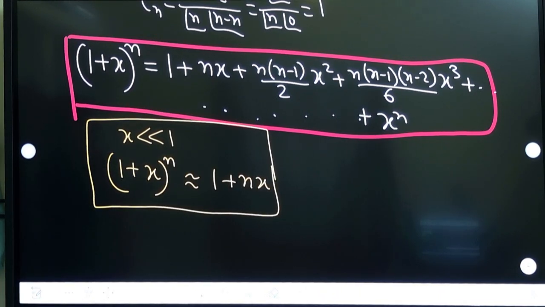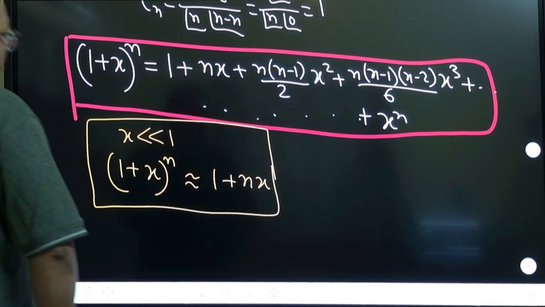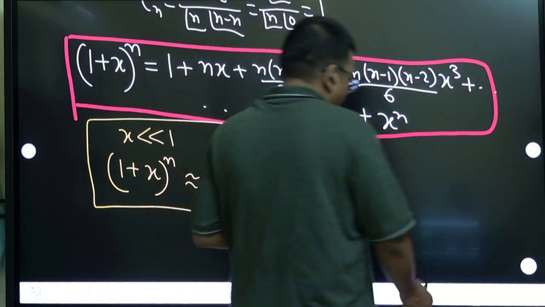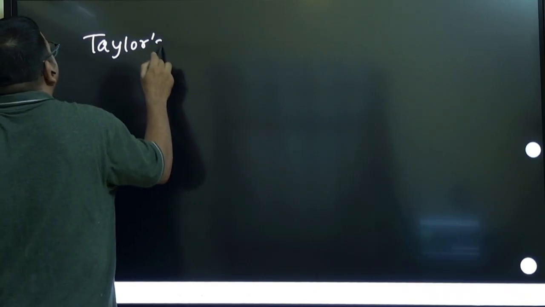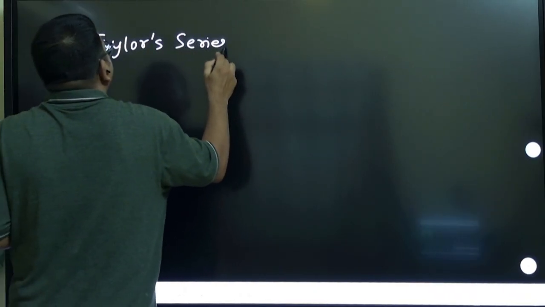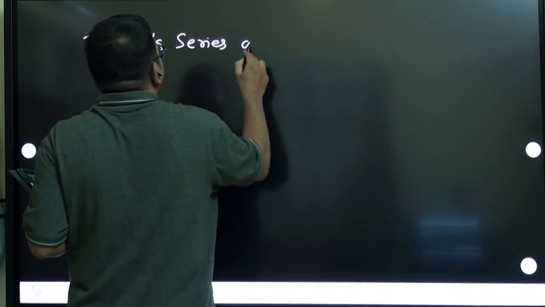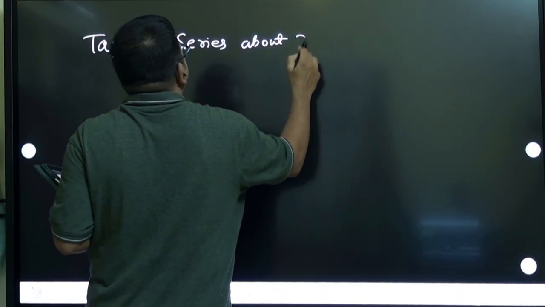Maclaurin series comes from Taylor series. Taylor series I will give, then you will understand. But once I tried to get the meaning of Taylor series, I could not get more detail about that. But let's understand Taylor series. Okay, Taylor series about x equal to a.